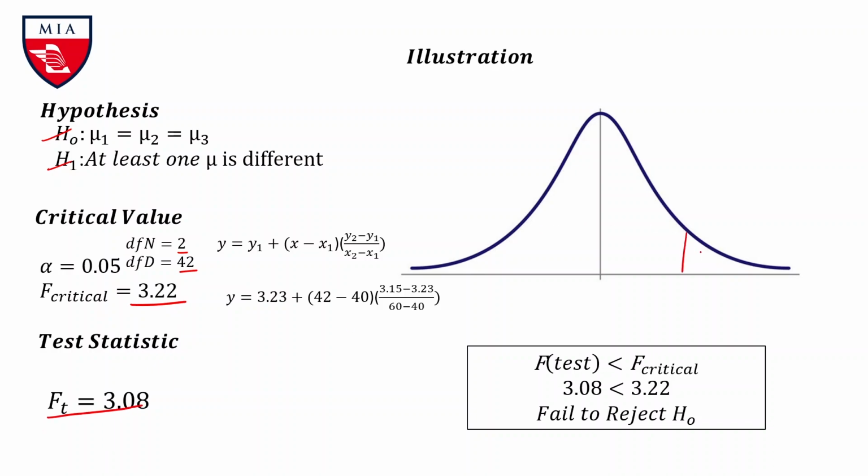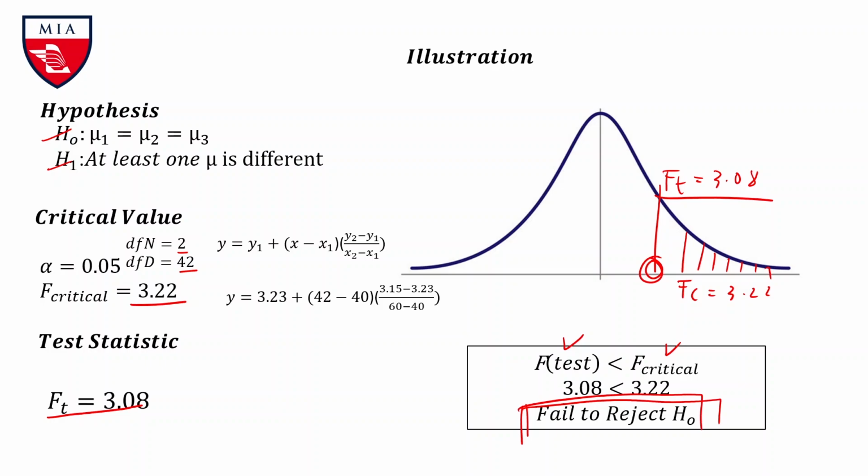So let's draw the critical region. So our F critical is 3.22. So let's just assume that our F test statistic is here. So it is equal to 3.08. So our F test statistic is not in the critical region. Therefore, we fail to reject the null hypothesis. Okay? So our F test is less than F critical. So 3.08 is less than 3.22. So we fail to reject the null hypothesis. And again, the F test statistic is not in the critical region. Therefore, we fail to reject the null hypothesis.